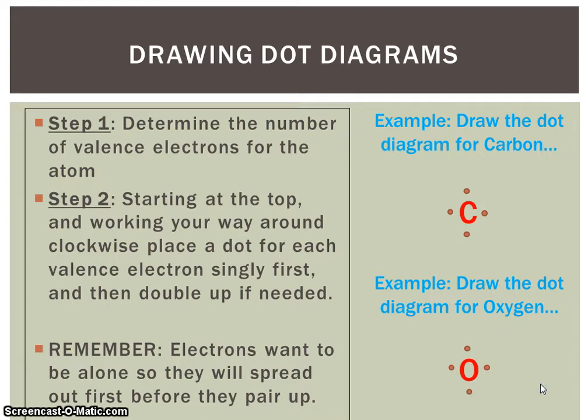Now that's 4. We said we had 6 valence electrons. So the next one, since it needs to, will double up on the top. And then our next one will double up on the side. And now we have 6 dots around oxygen. So that is an accurate dot diagram of oxygen.